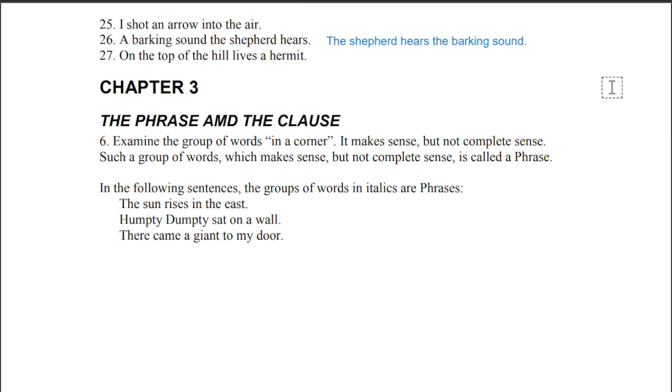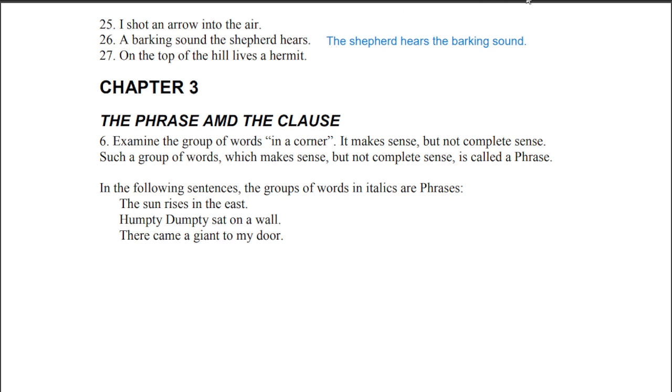Now, I've rephrased statement number 26 without damage to the meaning. In this statement, the shepherd is a person. The shepherd indicates a person. So, the shepherd is the subject and hears the barking sound. Hears the barking sound, this part of the sentence, is saying something about the shepherd. So, the shepherd is the subject. Hears the barking sound is the predicate.